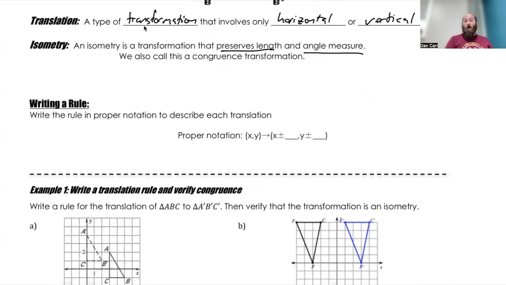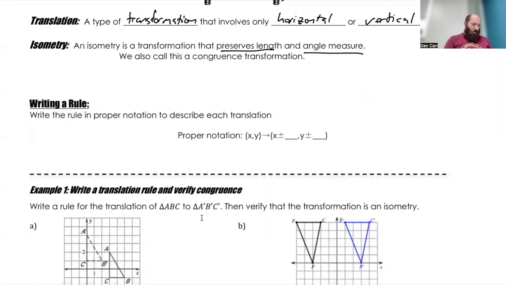So this is how we write the rules for that. We write our rules with this notation here. So this XY, that's my pre-image. Any XY coordinate point is set up right there. Okay. Then we have an arrow here, and we have this part, X plus or minus something, Y plus or minus something. This is going to be my image. This is the final part.